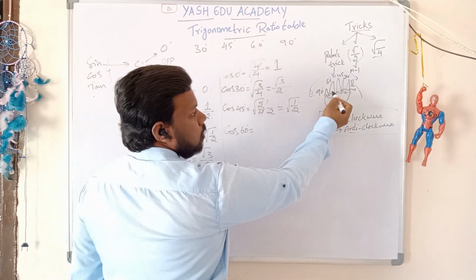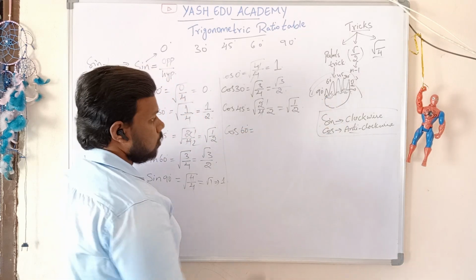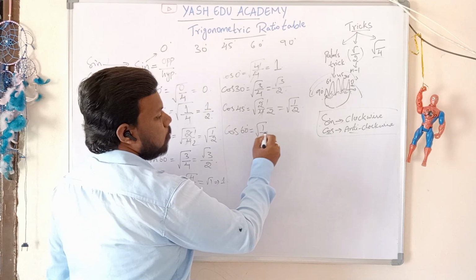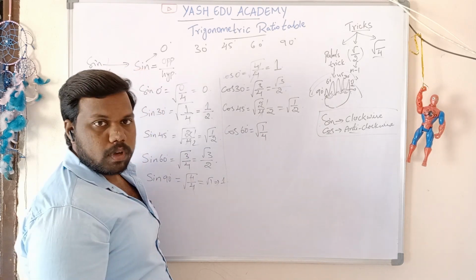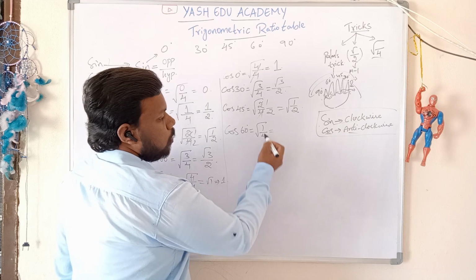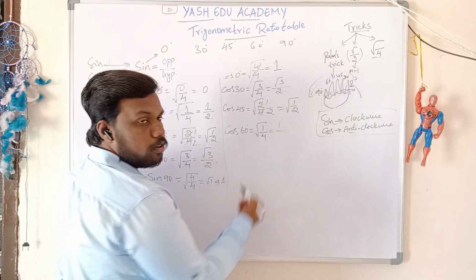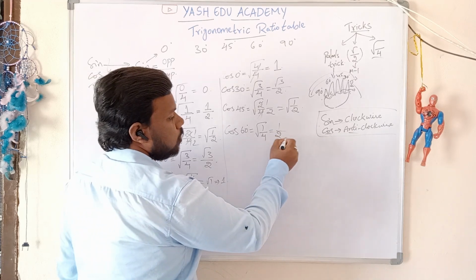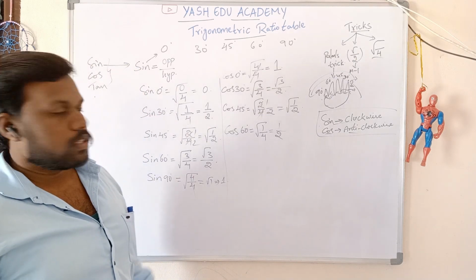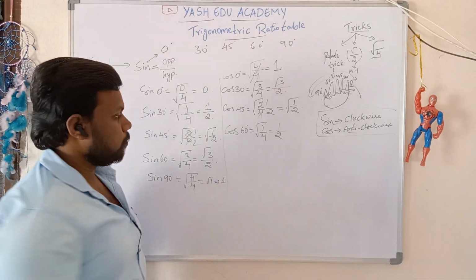What is the cos 60? How many fingers left? 1. So root of 1 by 4. Now root 1 is 1, root 4 value is 2. So cos 60 value is 1 by 2.